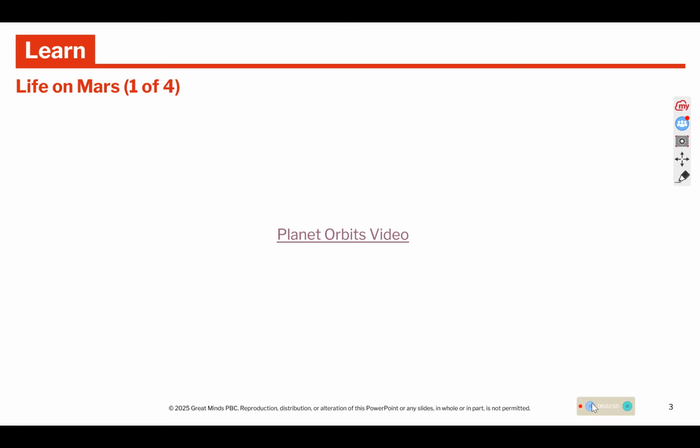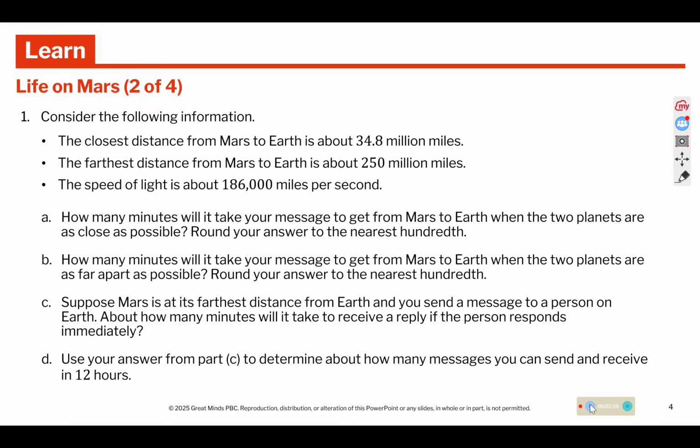So depending on where you are at in the orbit, your distance from Earth to Mars is going to change. In problem 1, it says, consider the following information. The closest distance from Earth to Mars is about 34.8 million miles. But the farthest distance between Mars and Earth in our orbit would be about 250 million miles.